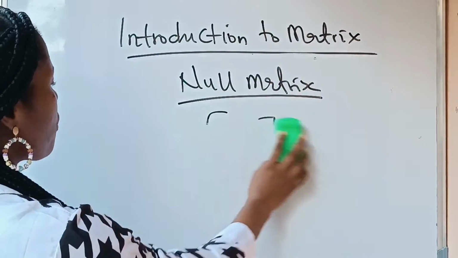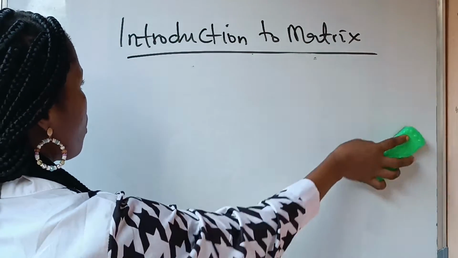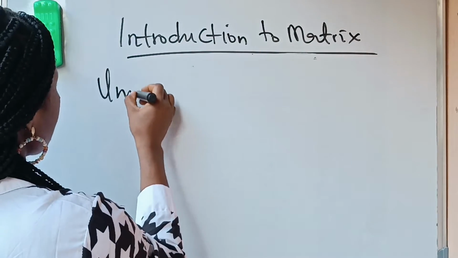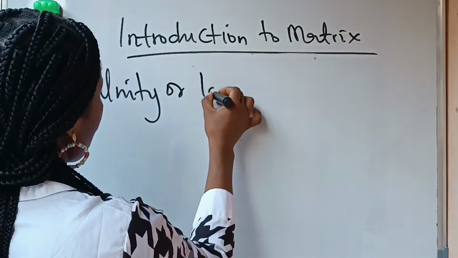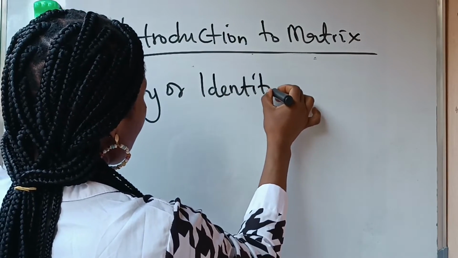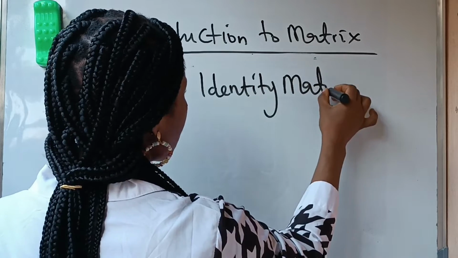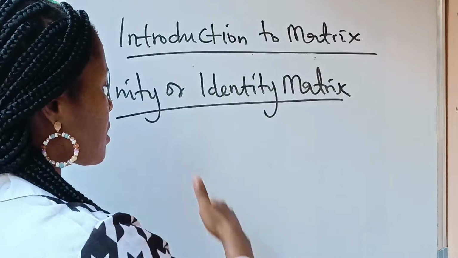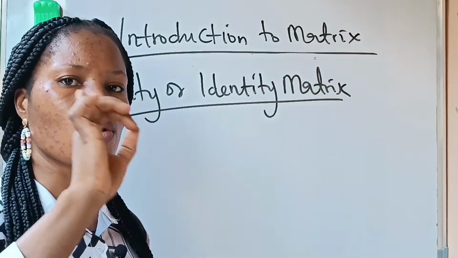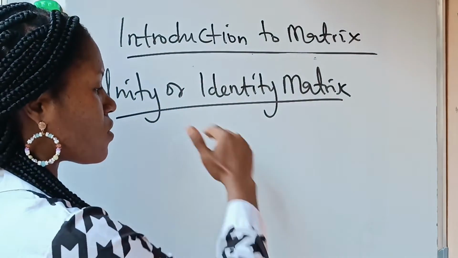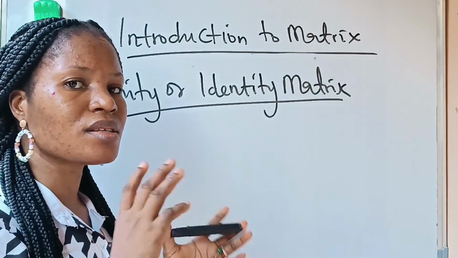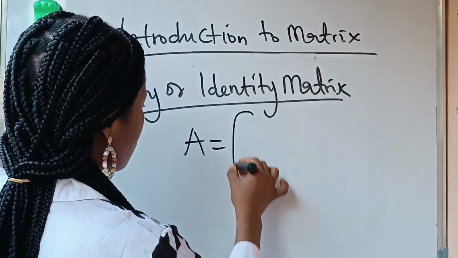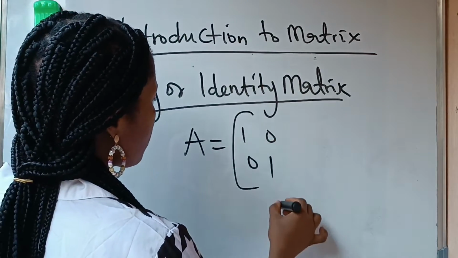Now, which other type of matrix do we have? We have the unity or identity matrix. Now, what is this? This type of matrix is one whose right diagonal is only 1. You have 1 as its right diagonal. Every other element in the matrix is 0. See what I mean here? If A is equal to 1, 0, 0, 1.